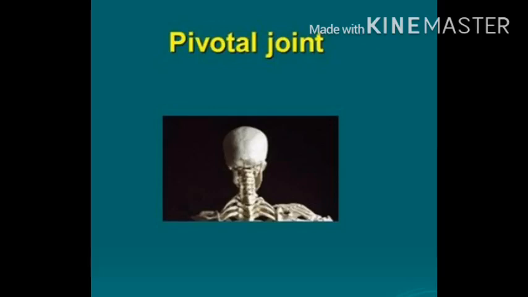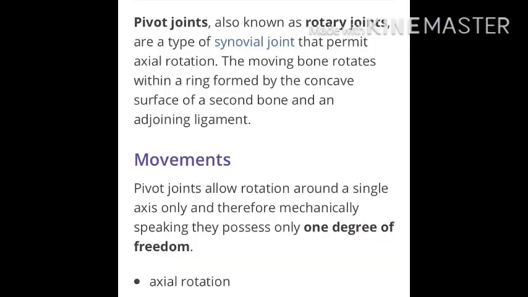Now pivot joints. The ball on a stick type of joint is called a pivot joint. A pivot joint allows movement in many planes, up and down, side to side, etc. Pivot joints, also known as rotatory joints, are a type of synovial joint that permit axial rotation. The moving bone rotates within a ring formed by the concave surface of the second bone and adjoining ligament movement.